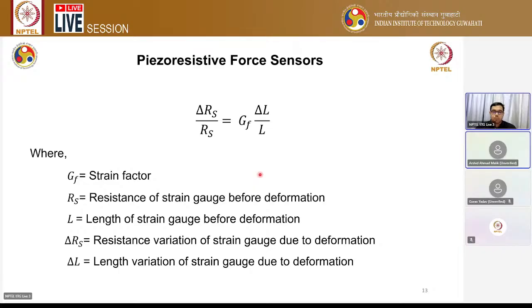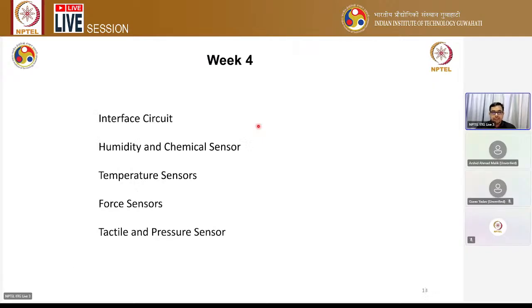The output was something like delta R by R equal to the strain factor into delta L by L, which was basically the strain. Here delta L is the length variation of the strain gauge due to deformation, while L is the length of the strain gauge before the actual deformation happened. This is how the piezoresistive devices are characterized. They give you output in the form of change in resistance.